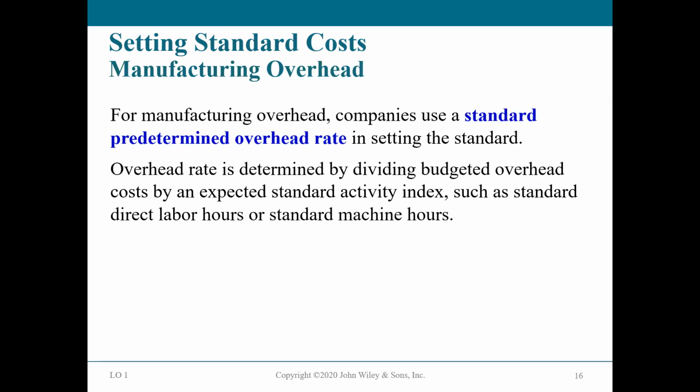Manufacturing overhead: companies typically use a predetermined overhead rate in setting the standard. So how they typically come up with this is looking at the budgeted overhead cost divided by the expected standard activity. And that could be direct labor hours, it could be machine hours, it could be finished goods. So they look at what's the overhead to operate this unit. And that could be depreciation, it could be a supervisor's salary, it could be insurance, things like that. Add it all up, that's your overhead divided by one of these key drivers.